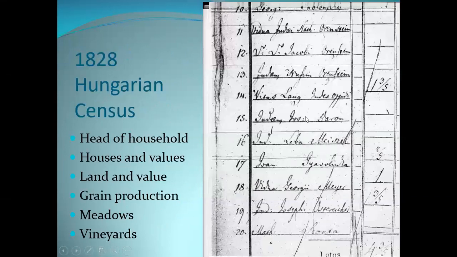You get the name of the head of household, kind of houses and values, land and value, grain production, what meadows and what vineyards were attached to that property. You get to find out if somebody was growing grain, grapes.